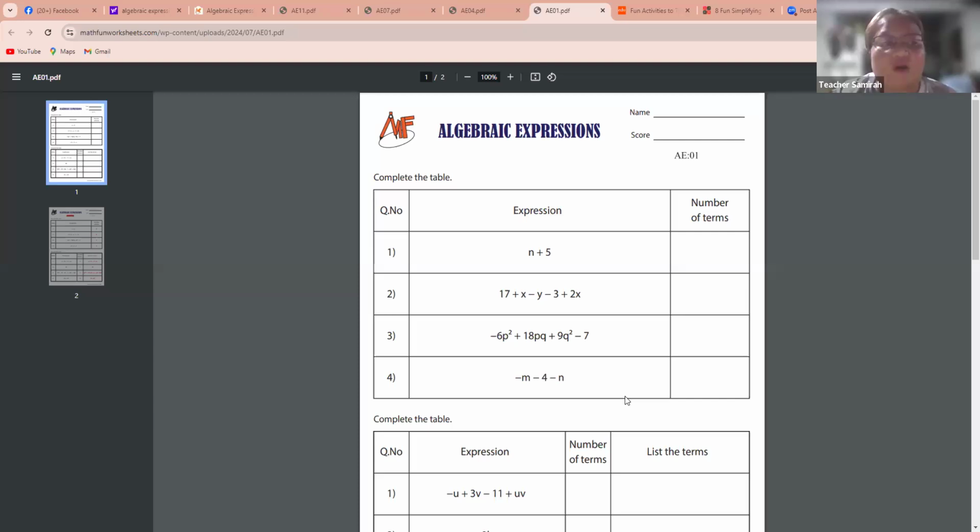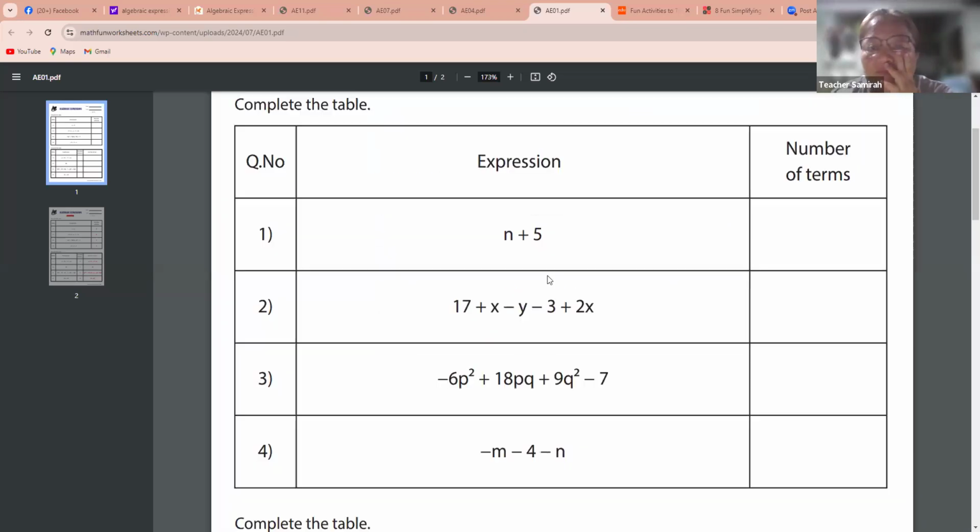Okay, can you see the example? Can you see the activity on the screen? So this is actually about completing the table. What was being asked is for us to be able to list the number of terms. Look at this.